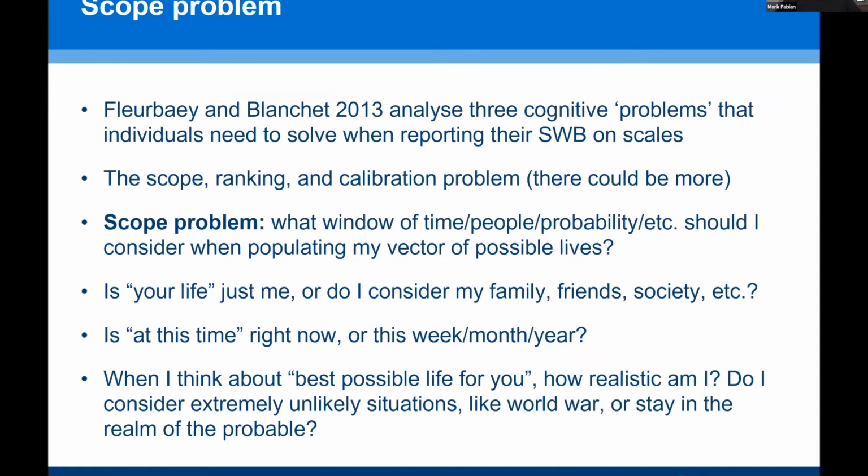So digging a bit deeper, Fleurbaey and Blanchet analyzed 3 cognitive problems that people need to solve when they're reporting their subjective well-being on these kind of scale instruments: the scope, ranking, and calibration problems. And I think there could be others, but these are a very good starting point. So the scope problem is about what window of time, people, probability, etc., that we should consider when we're populating this vector of possible lives.